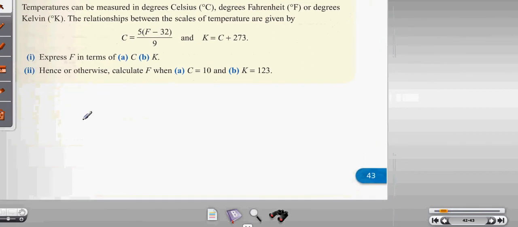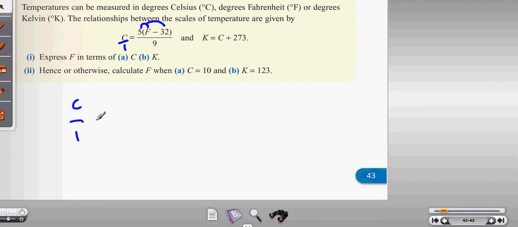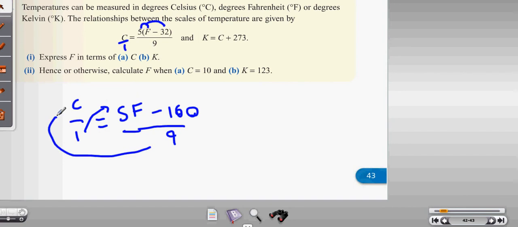So the first thing we need to do is remember that it's C over 1. So we want to get F on its own. The first thing we can do is multiply out if we have to. And so we're going to get C over 1 equals 5F, and 5 multiplied by that is going to be minus 160, divided by 9. Okay? And we're at the stage where we can cross multiply, so we bring the 9 up beside the C and the 1 up beside the F. Okay? So what we're going to get now is 9C equals 5F minus 160.